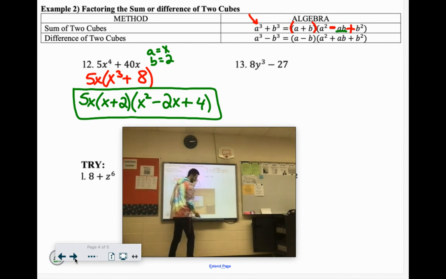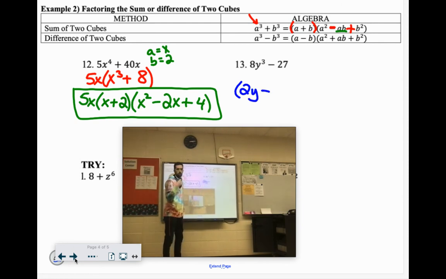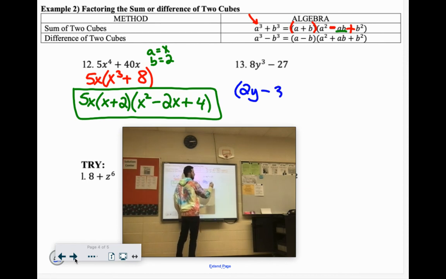Let's try it again. Any common factor? No. But these are both perfect cubes. 2y to the third power would be 8y cubed, right? 2y times 2y times 2y would give you 8y to the third power. So that would be our a, 2y. Keep the symbol. 27 is 3 to the third power. So it would be 2y minus 3 for the first set.